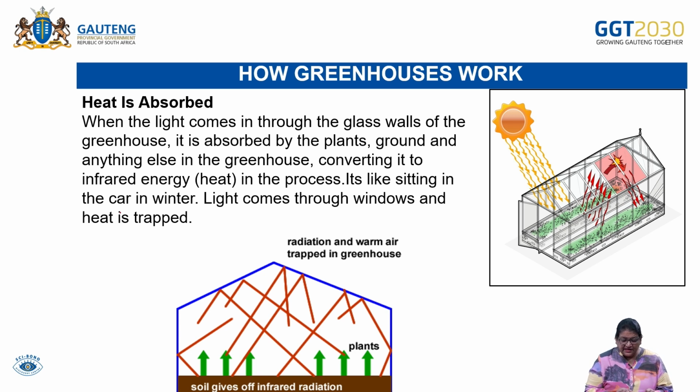Right? It's like sitting in the car in winter. Light comes through the window and the heat is trapped. Okay. So here you can see your plants. The soil is giving off infrared radiation because even the soil absorbs the heat of the sun. Right. And you can see all the light rays are coming in here, and it's going to be contained in this greenhouse, just like this. And here's the heat going up, and it's circulating and keeping the greenhouse at an optimum temperature of 25 degrees Celsius.